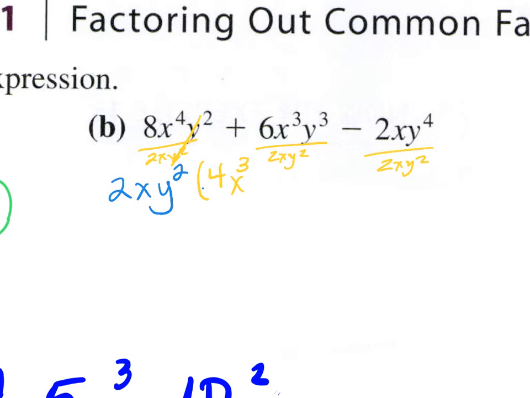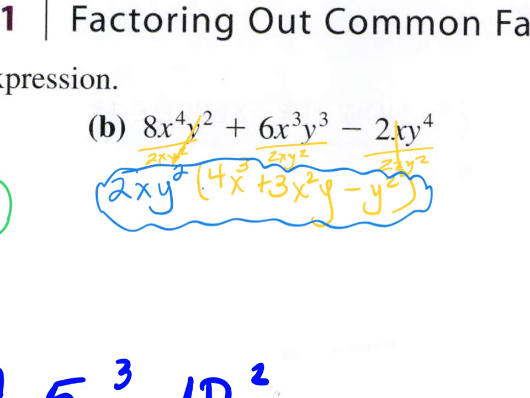All right, 6 divided by 2 is +3. X cubed divided by x is x squared. Y cubed divided by y squared leaves me with 1y. Remember, we're dividing bases that are the same, so you subtract exponents. And then at the end here, -2 divided by 2 is -1. X divided by x is 1, it cancels out. And then y to the 4th divided by y squared is y squared. And there is your answer. Questions? Everybody all right?